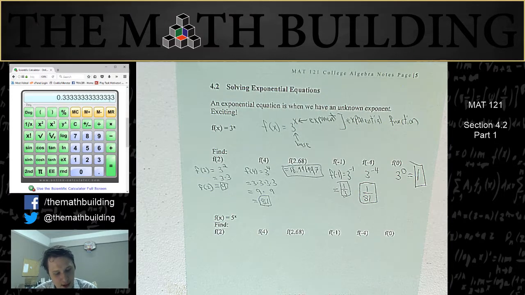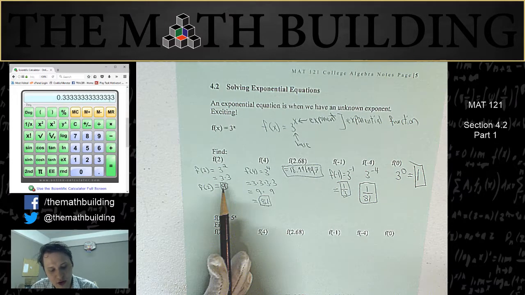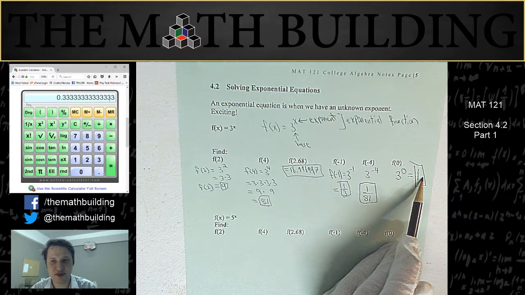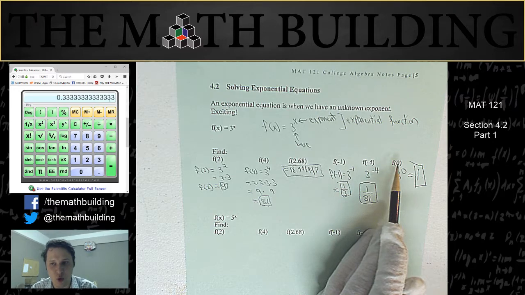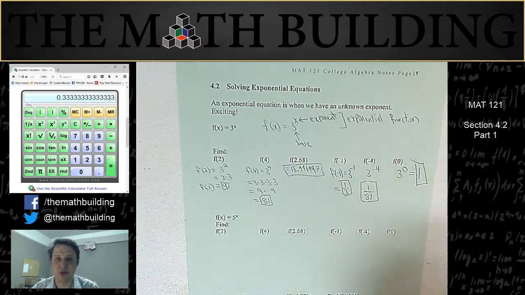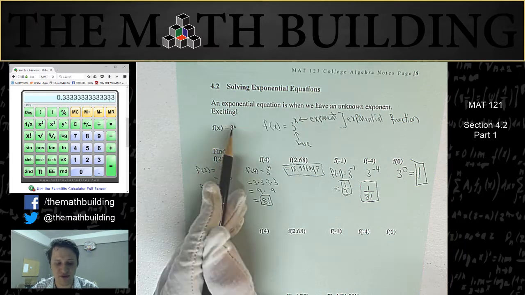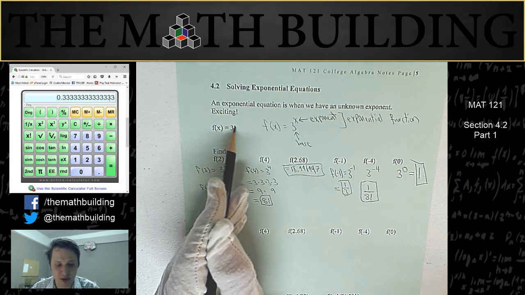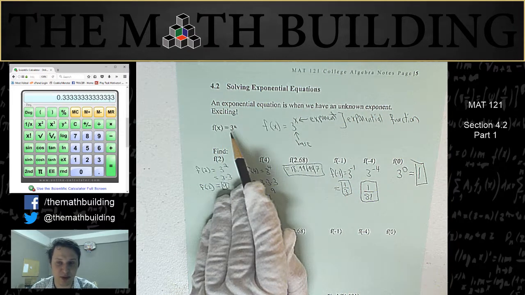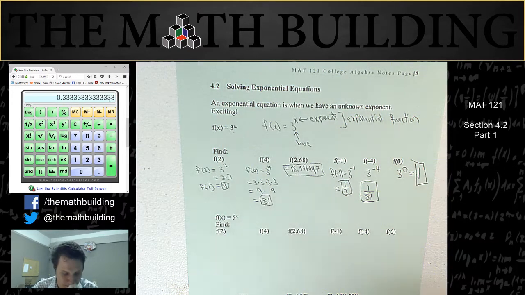Pretty easy. One thing to notice is how all of my outputs were positive. Do you see that? Even if I plugged in a negative or 0 or a decimal, notice that all of the outputs were positive. That's important. So if I have 3 to something, no matter what I plug in for x, it's always going to be positive if 3 is positive. So that's something to keep in mind.